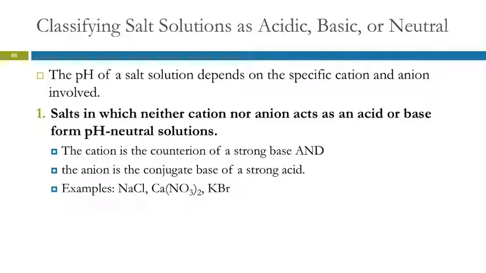So this would be where the cation is the counterion of a strong base and the anion is the conjugate base of a strong acid. We have a couple of examples here. Sodium chloride, calcium nitrate, potassium bromide. If we look at those individual ions, let's just look at that last one, K plus and Br minus. Well, if I make this into an acid, that's HBr. This is the conjugate acid.